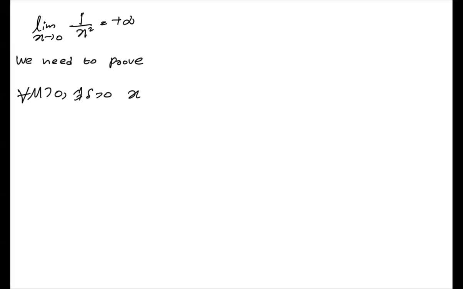The limit as x goes to 0 of 1 over x squared equals positive infinity. If we need to prove this, we need to prove for all m greater than 0, there exists a delta greater than 0, where 0 less than absolute value of x less than delta implies 1 over x squared, your function, is greater than m.